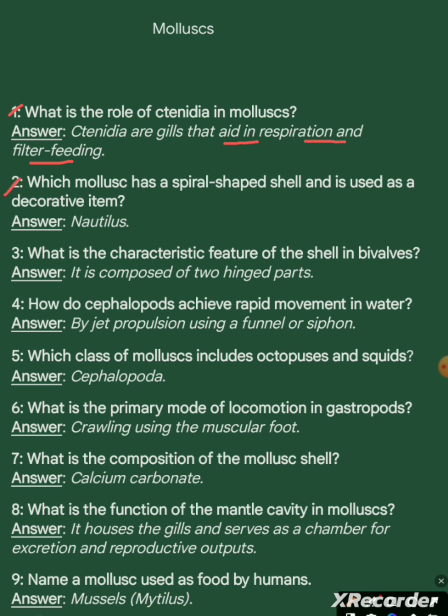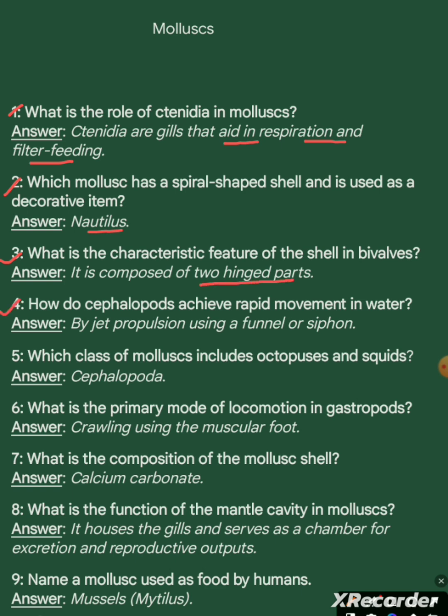Question 2. Which mollusk has a spiral shaped shell and is used as a decorative item? Answer. Nautilus. Question 3. What is the characteristic feature of the shell in bivalves? Answer. It is composed of two hinged parts.